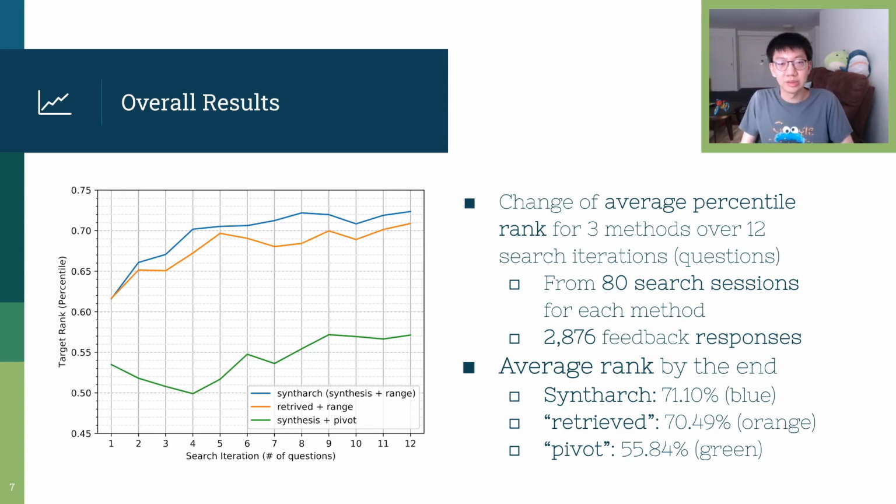We observe that the rank of the target image over time for the Syntharch method, represented by the blue line, exhibits the most consistent increasing pattern and has the highest rank percentile among the 3 methods. We concluded that the Syntharch method is more likely to perform better than other alternative methods by the end of the 12-question search, as well as for most iterations, validating both of our initial hypotheses.